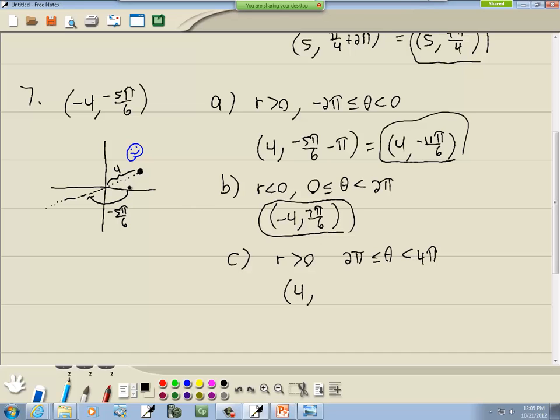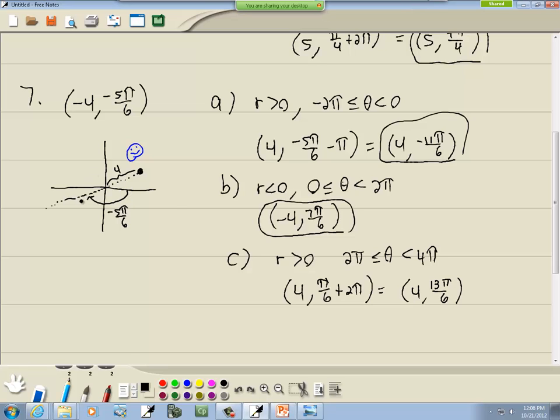Well, if this is negative 5 pi over 6, this little piece right here is pi over 6. If I go pi over 6 and then add 2 pi, I'll be back there. So again, this little piece right here is pi over 6, and then I add 2 pi, and it goes all the way around, and I'm back to where I was. So our answer will be 4, and this is in mixed number form. So 2 pi times 6 is 12 pi, plus pi gives us 13 pi over 6. Well, that's 2 and 1/6 pi.